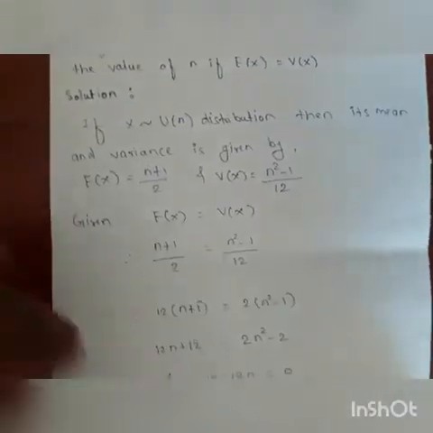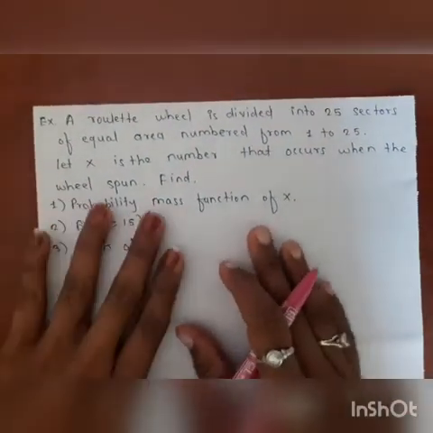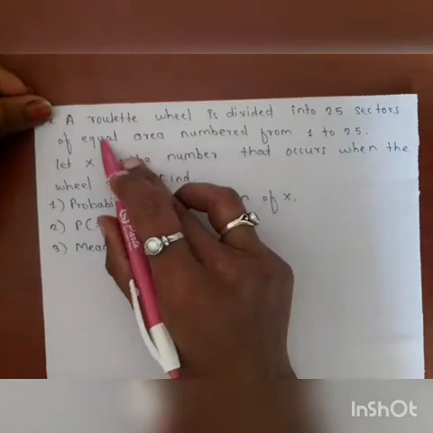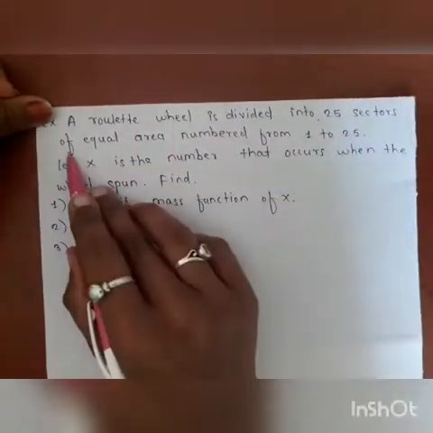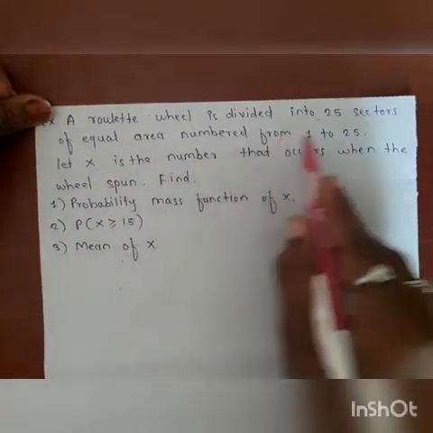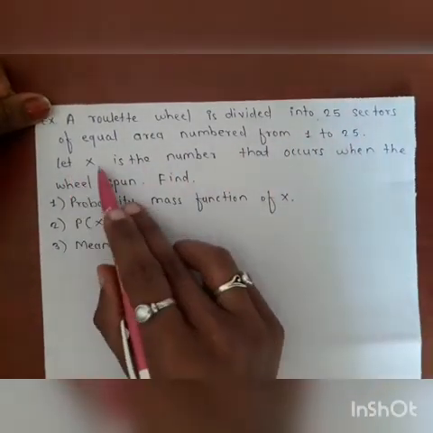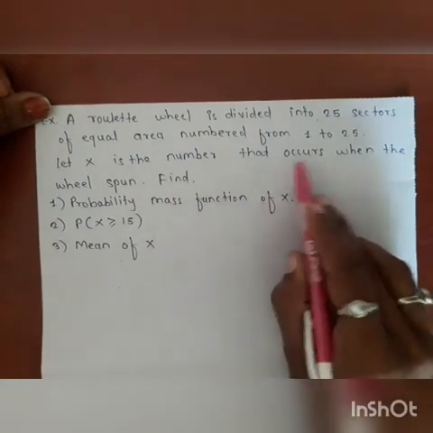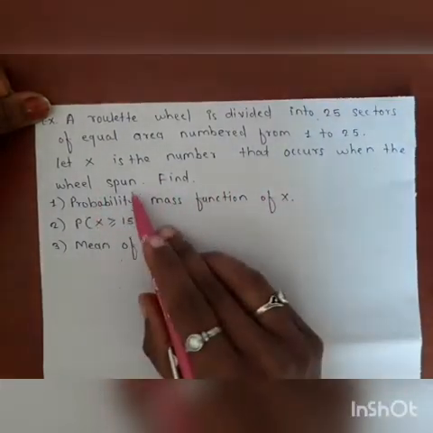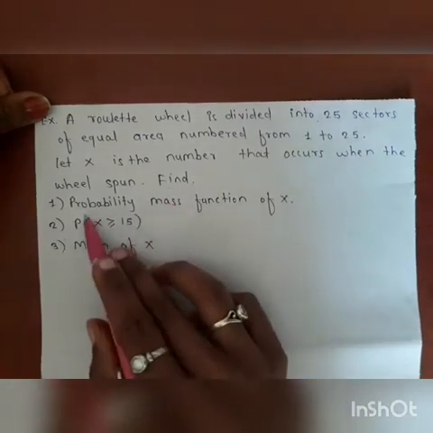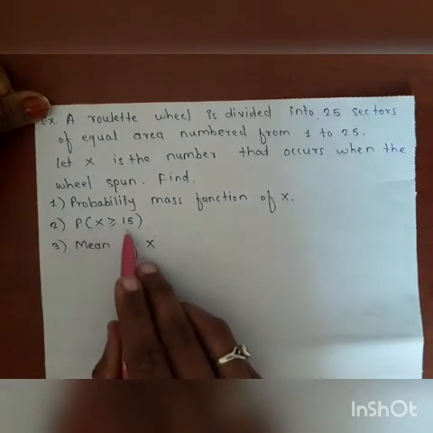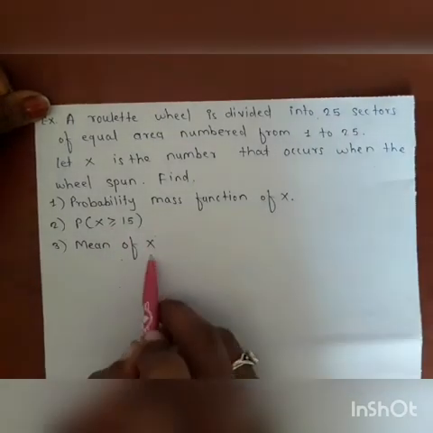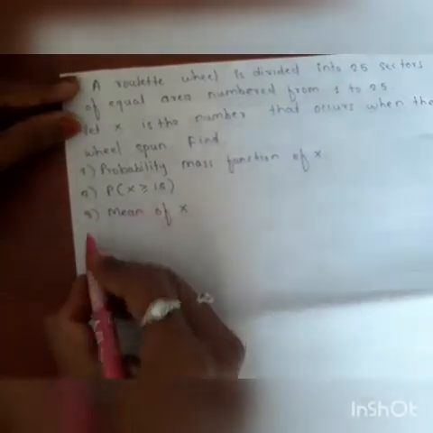Now the next example is: a roulette wheel is divided into 25 sectors of equal area numbered from 1 to 25. Let X be the number that occurs when the wheel is spun. Find first, the probability mass function of X; second, P of X greater than or equal to 15; third, mean of X. So, solution.